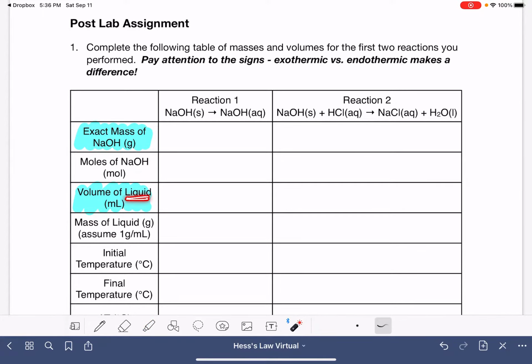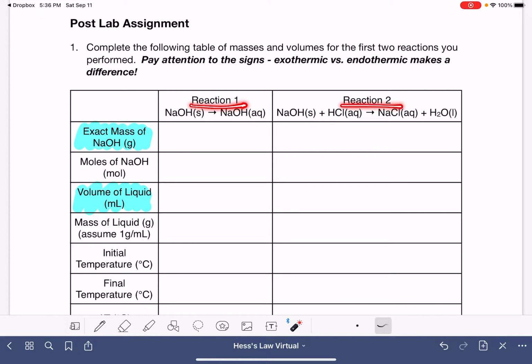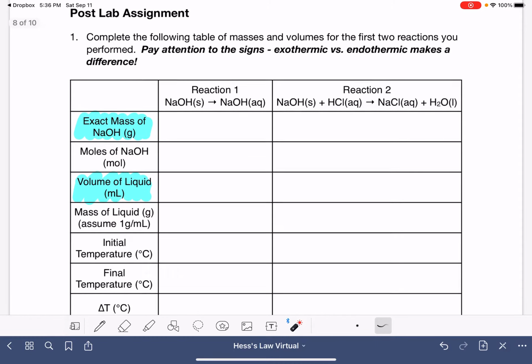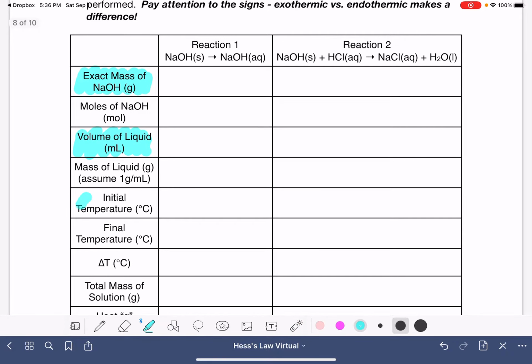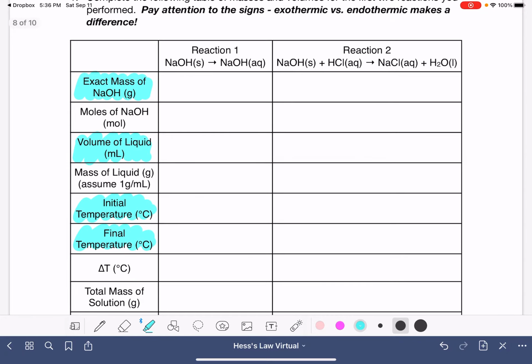The reason that it says liquid here, which is a little ambiguous, is that for reaction number 1, the liquid is going to be H2O. For reaction number 2, the liquid is going to be HCl. So depending on whether you're doing reaction 1 or reaction 2, you've got a different liquid for each one of those. You'll be reporting that measured from a graduated cylinder. And then also during the experiment, you'll be reporting the initial and final temperatures. And then the rest of this is stuff that you'll calculate from that data.